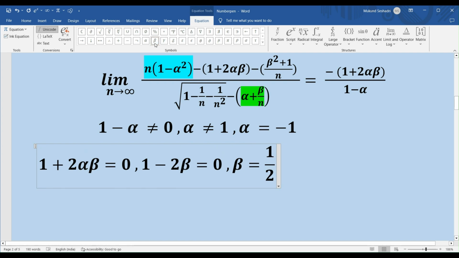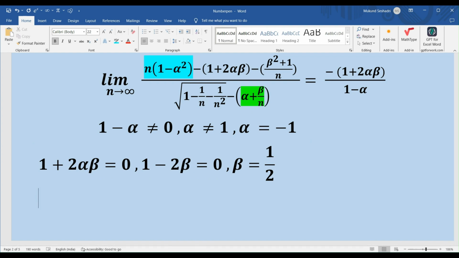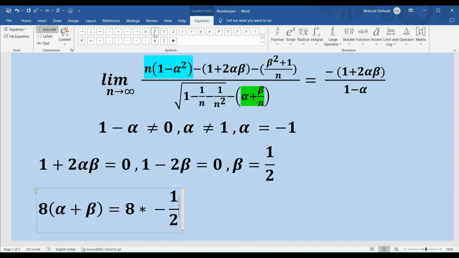So I found alpha and beta. My alpha is minus 1, my beta is half. Therefore, 8 times (alpha plus beta), which is what we've been asked to figure out in the question, is 8 times (minus 1 plus half), which becomes minus 1 by 2. So 8 times minus 1 by 2 is minus 4.